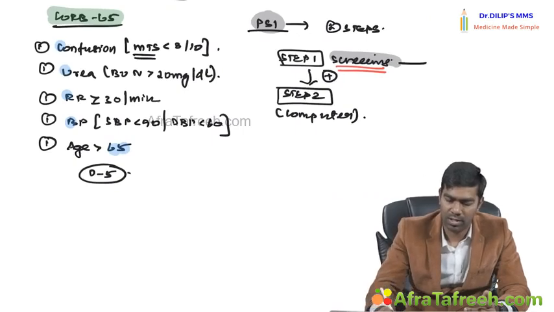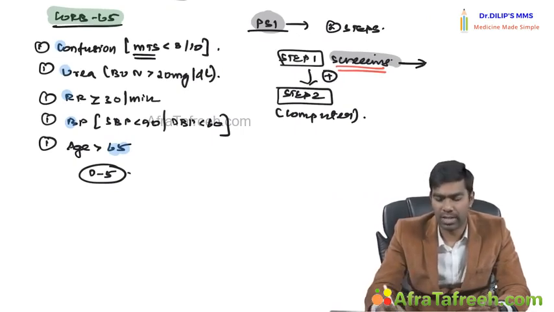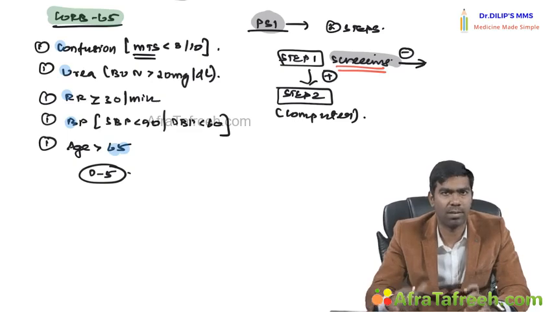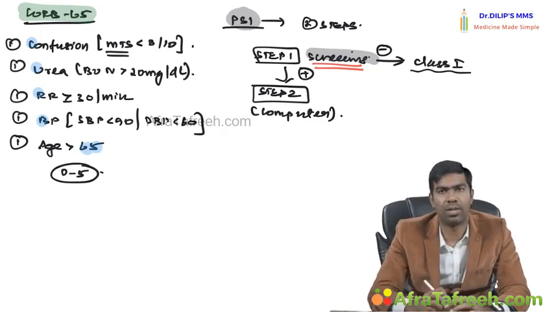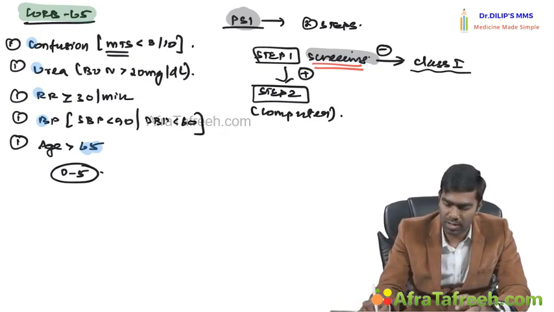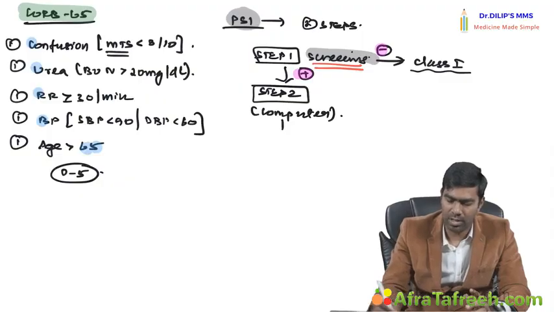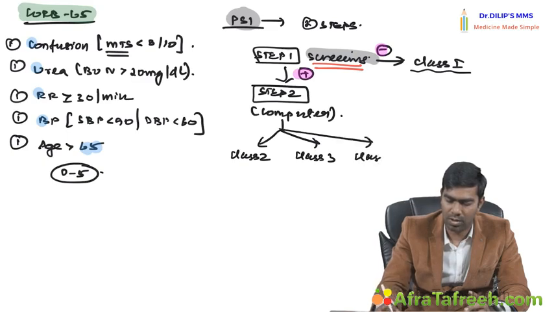What if the screening is negative? If you don't have any of the points given in the screening protocol, then automatically your pneumonia will become a class 1 pneumonia. But if you have something positive in step 1, if any of the screening points are seen in the patient, then you have to go to step 2, and now the patient will be assessed as a different class of pneumonia. For example, they can be a class 2 pneumonia, or a class 3, or a class 4, or a class 5.